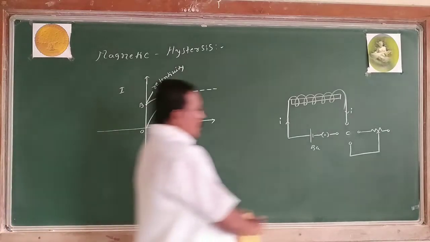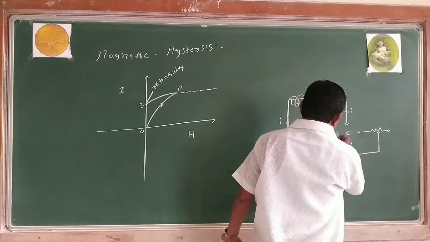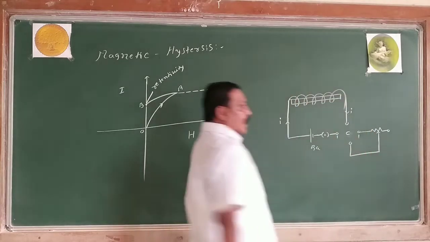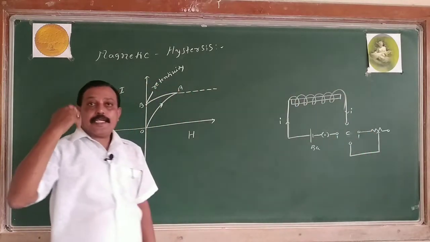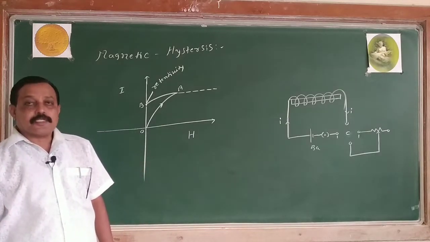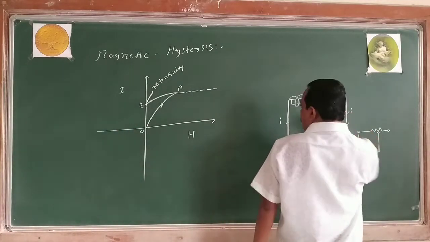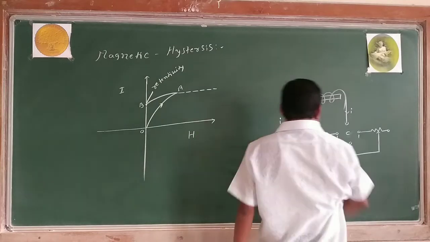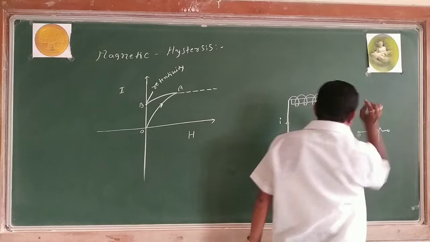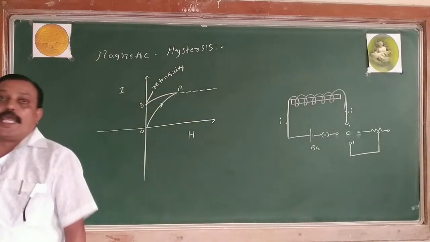Initially I kept the key. Always the commutator works in the opposite direction. Now I want to reverse the direction of the current. As the direction of the current reverses, the magnetizing field also reverses, so the value of H also reverses. I place the commutator here, then the direction of the current is reversed, and H reverses.